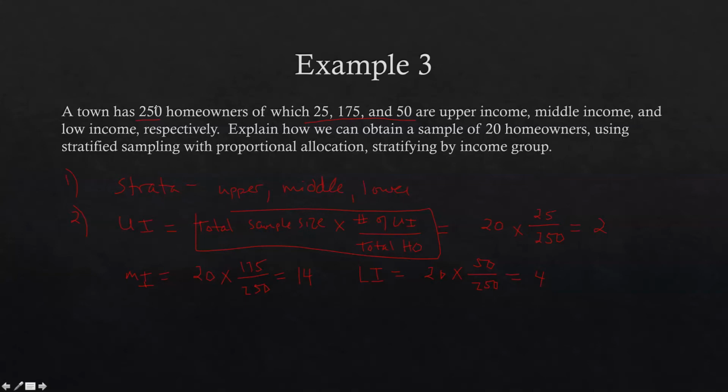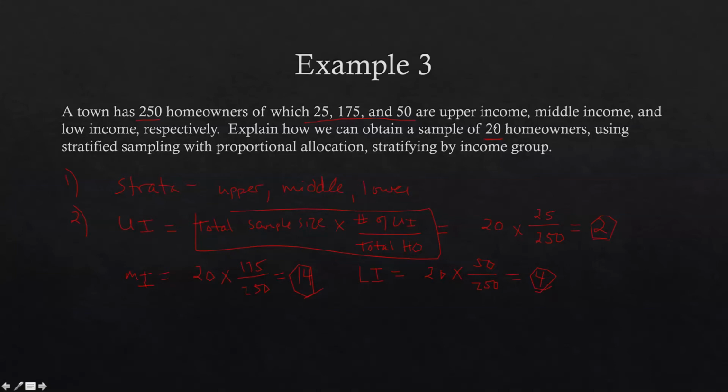Now, when you're done with this, notice 2, 4, 14 gives me 20. That should be the case, okay? When you're done, you should get your 20 proportionally allocated from each stratum. And notice the smallest one had the smallest number, the largest one had the largest number. That should be the case.